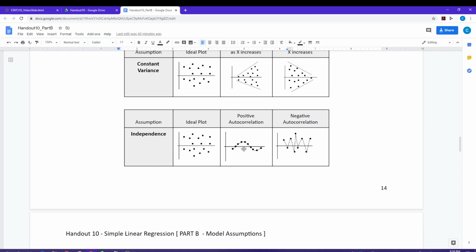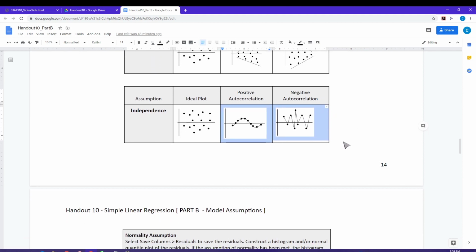The independence assumption. If you have positive autocorrelation, then you're going to have this type of pattern. It's kind of a snake pattern or a follow the leader type pattern. These are the types of patterns that you would see if you're modeling unemployment, for example, over time. You also have the other extreme, which is negative autocorrelation, which is extreme bouncing back and forth. This one here is less common, but this is negative autocorrelation. If you have either of these, you should not be using your standard regression model.